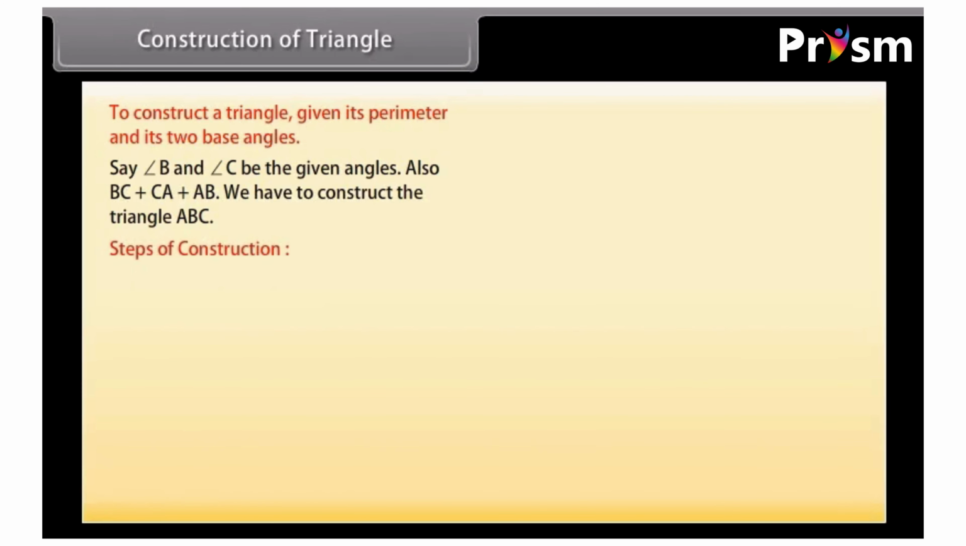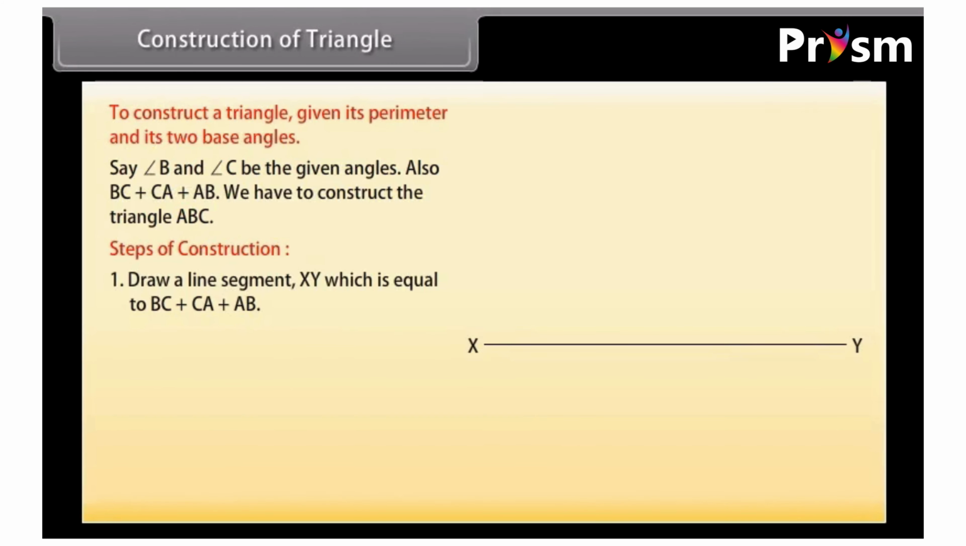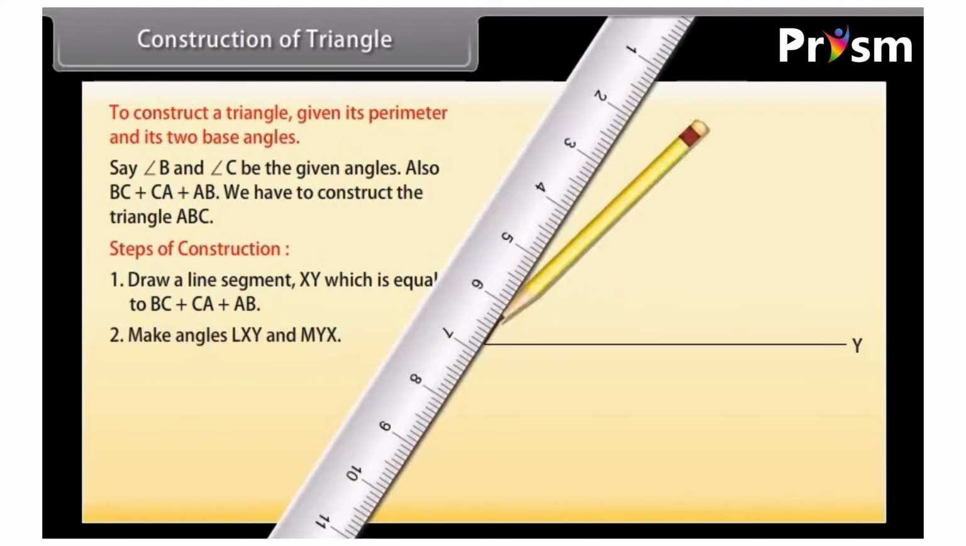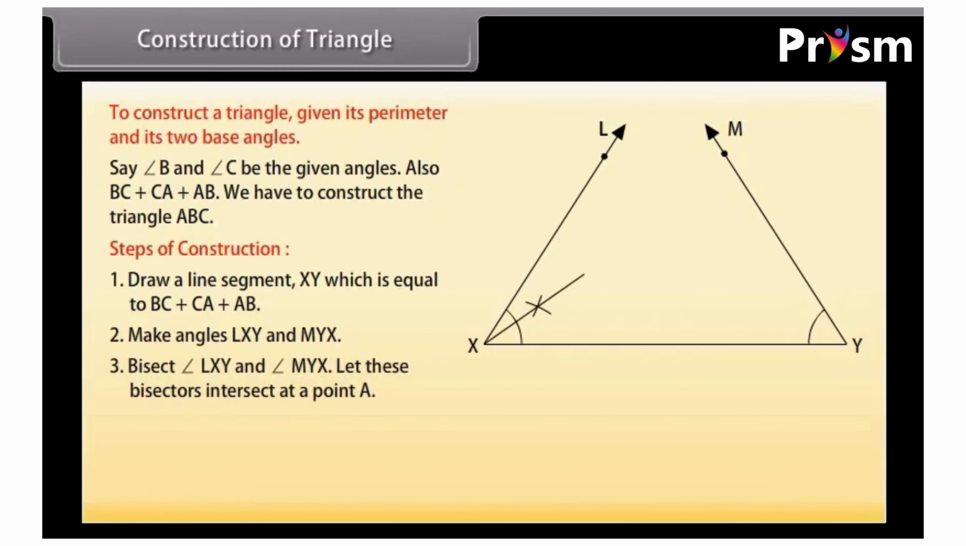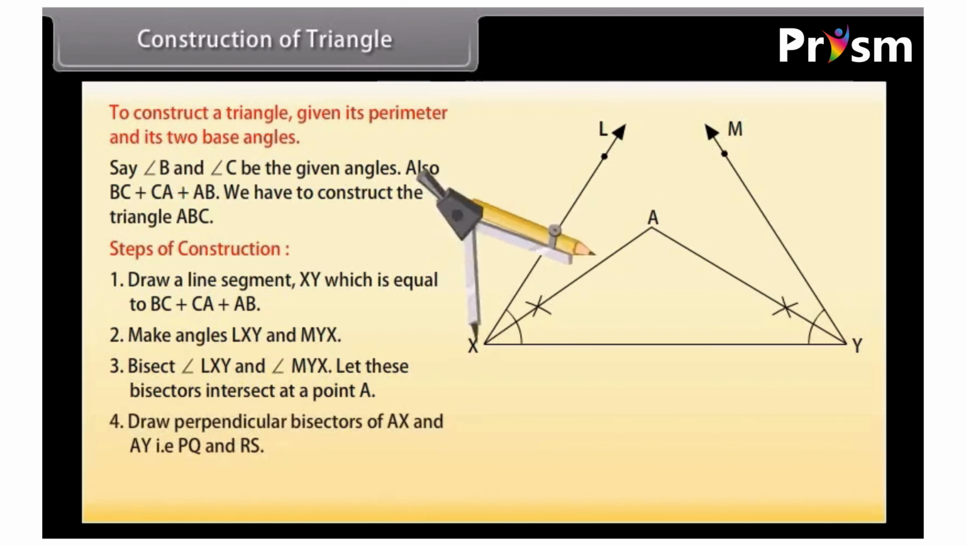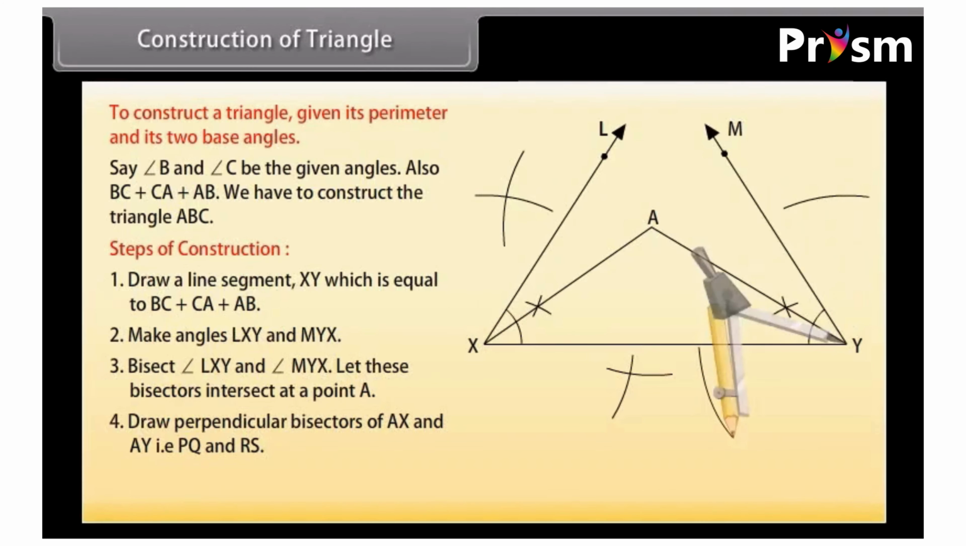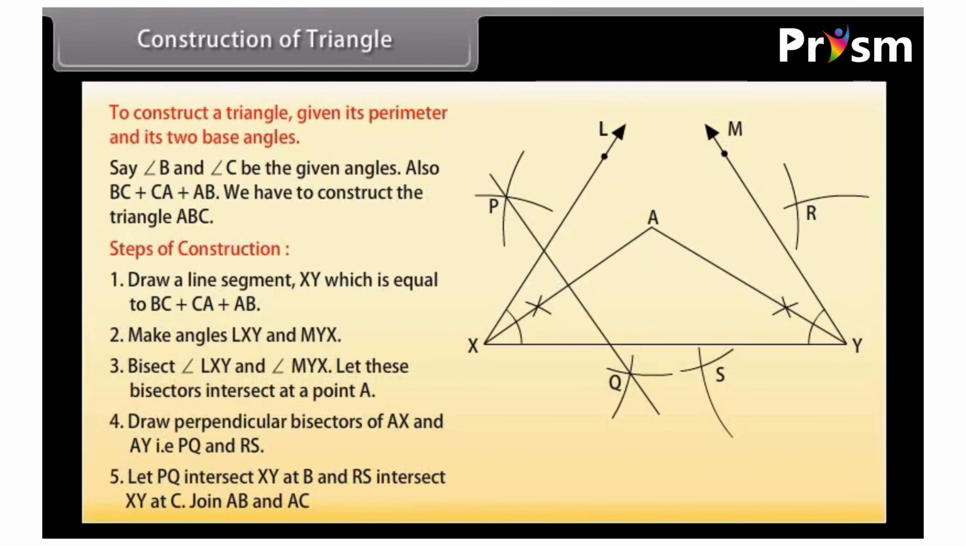Steps of construction. Firstly, draw a line segment XY which is equal to BC plus CA plus AB. Make angles LXY and MYX. Now bisect angle LXY and angle MYX. Let these bisectors intersect at a point A. Next step is to draw perpendicular bisectors of AX and AY, that is, PQ and RS. Let PQ intersect XY at B and RS intersect XY at C. Join AB and AC. Then ABC is the required triangle.